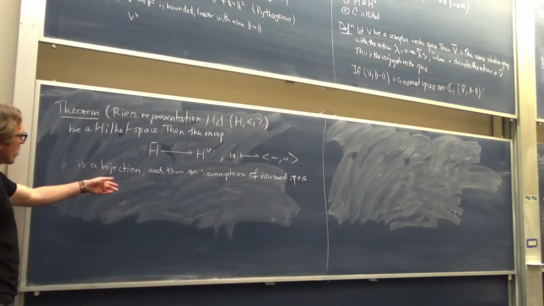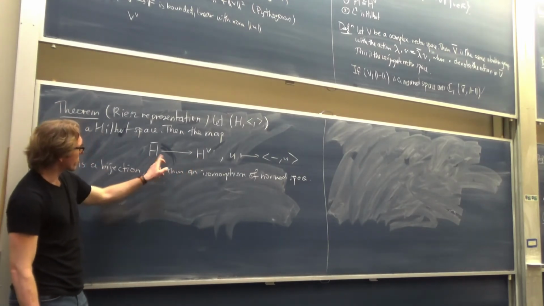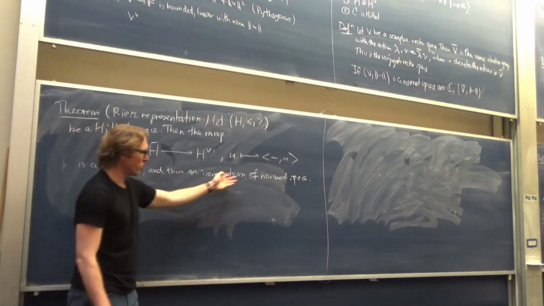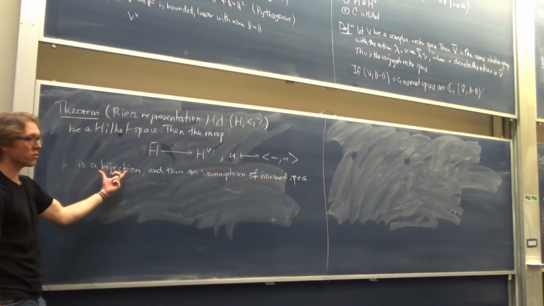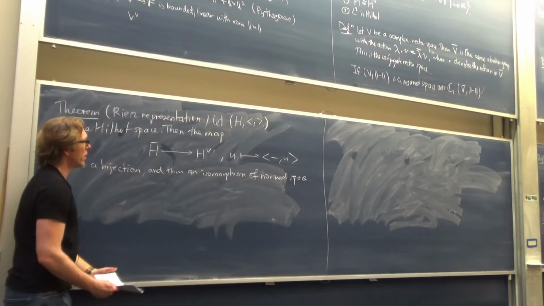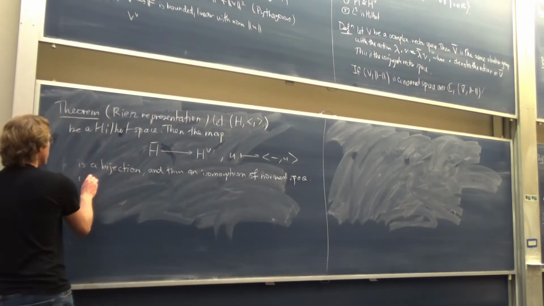Why did I phrase it that way? Well, we already know it's injective. That was for free for any inner product space. And I know it's norm preserving. So to show it's an isomorphism of normed spaces, I just need to show it's surjective, actually. Right. So, what's this statement saying?